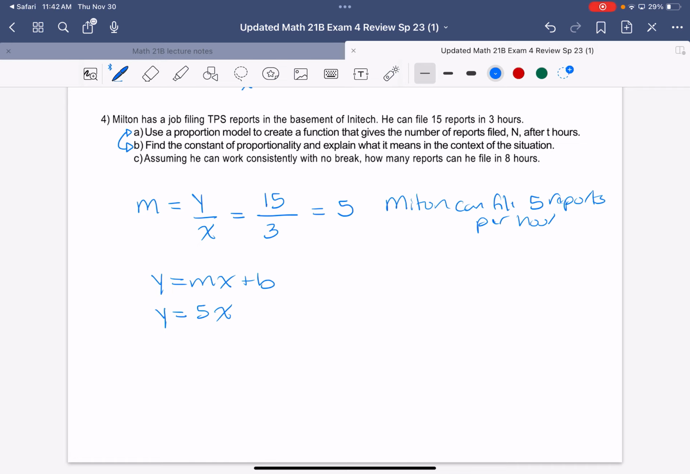But we need to take this one step further because it doesn't want us to use y and x. It wants us to use n for the number of reports filed after t hours. Remember, we said that time is x, so that helps us substitute. So the number of files n equals 5 times the number of hours, t.